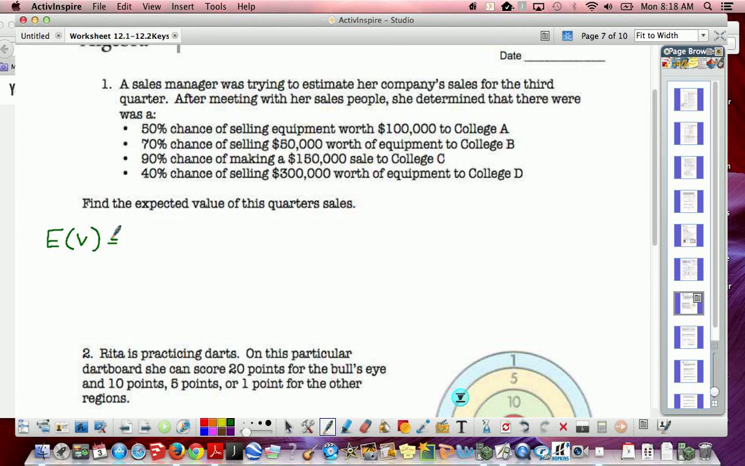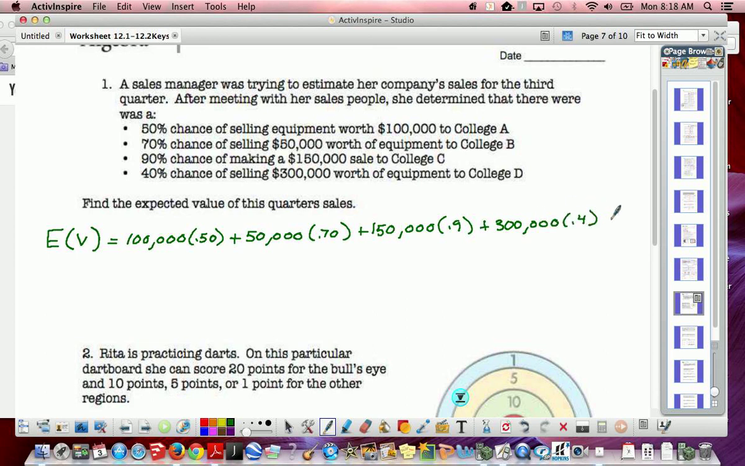So what we're doing here is we're taking $100,000 and we have a 50% chance of making that sale, plus a $50,000 sale to college B, we have a 70% chance. And then a $150,000 sale to college C, we have a 90% chance. And a $300,000 sale, we have a 40% chance.